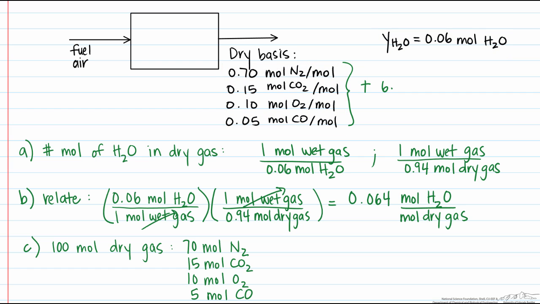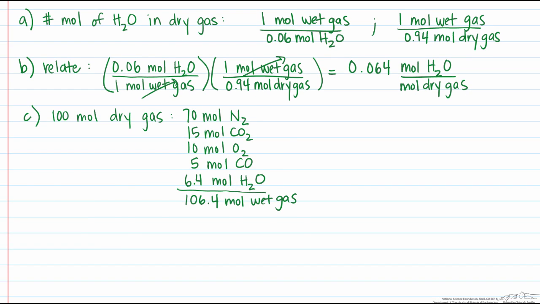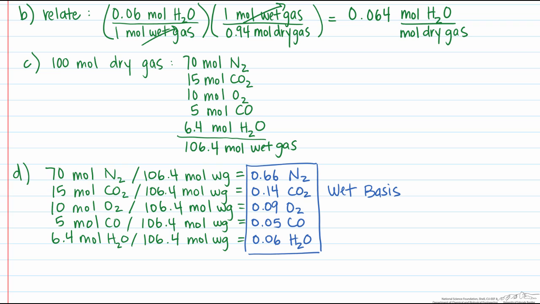So now we're going to finally find the composition on a wet basis. So here's the composition of our N2, our CO2, our O2, our CO, and finally our H2O. And note when we add this up, this equals 1.